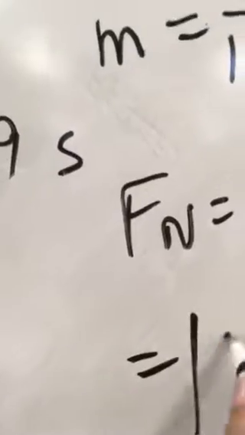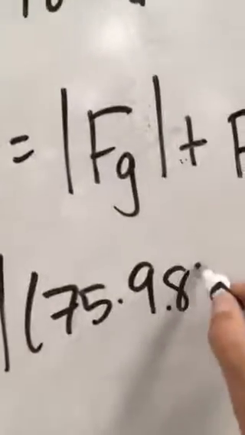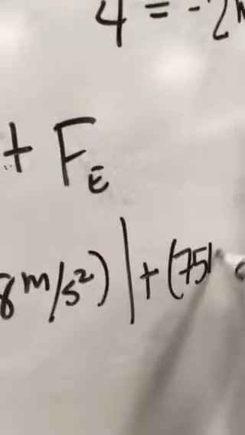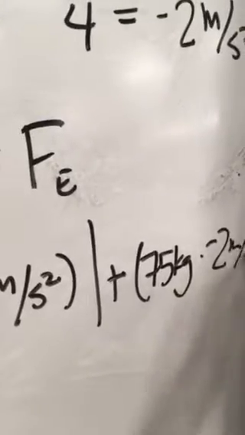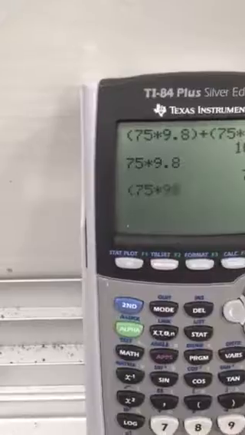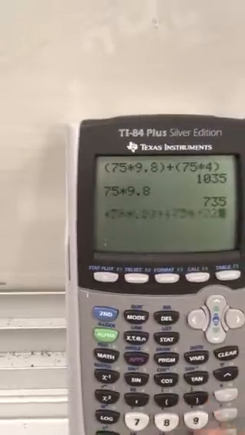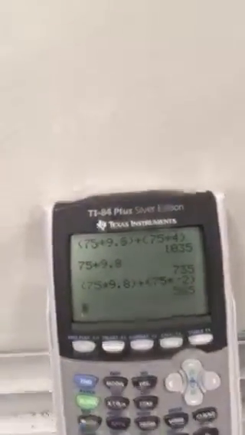All right, so now I'm just going to do the same thing I have been. So my normal force and my apparent weight is equal to absolute gravity plus the acceleration of the elevator. So I've got 75 times 9.8 meters per second squared plus 75 kilograms times negative 2 meters per second squared. So that's going to end up subtracting, right, with the negative 2. So 75 times 9.8 plus 75 times -2 gives me 585 newtons.